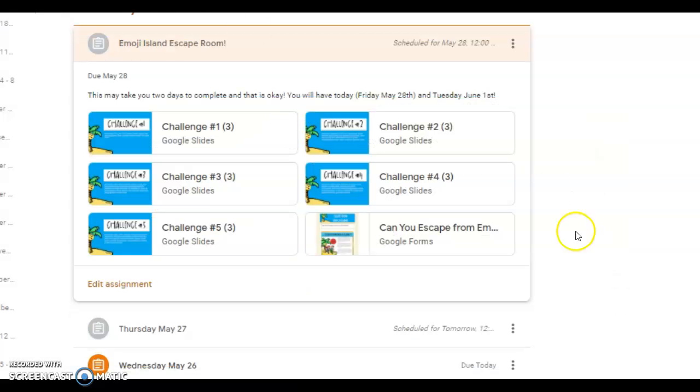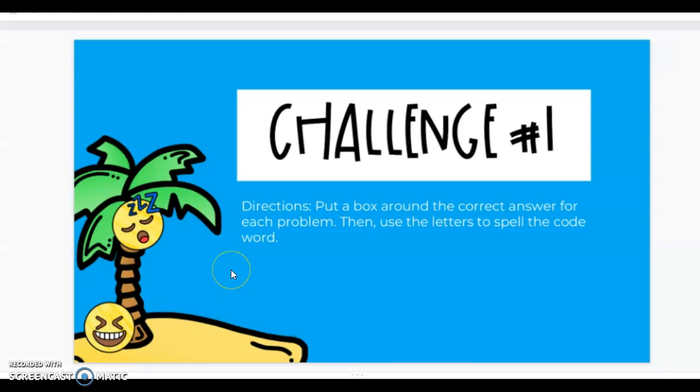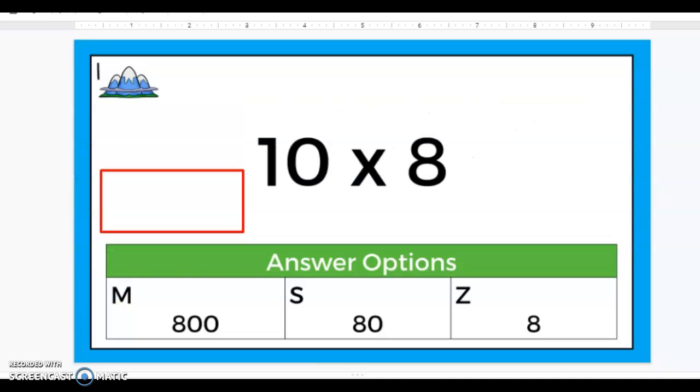escape room, okay? So in your Google Classroom, you're going to have 5 different challenges. And then you have a Google form. So what you're going to do is you're going to open up challenge 1. Challenge 1, you're going to put a box around the correct answer for each problem, then use the letters to spell the code word. Okay?